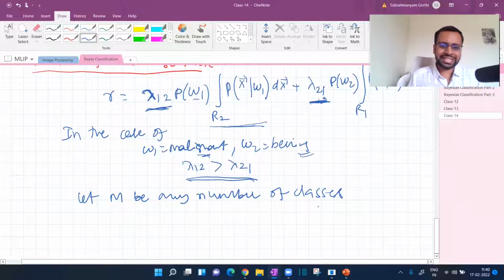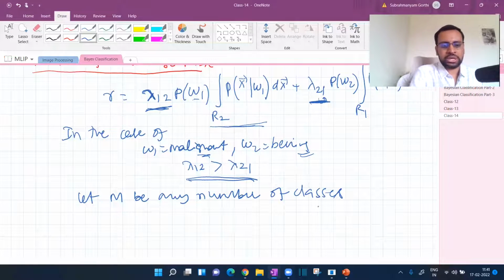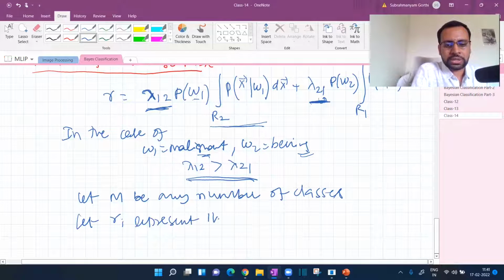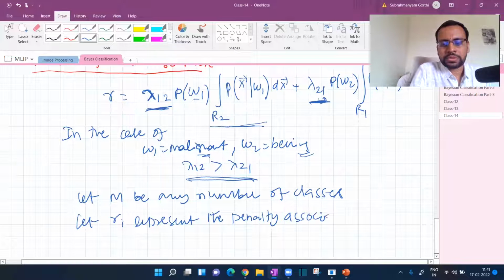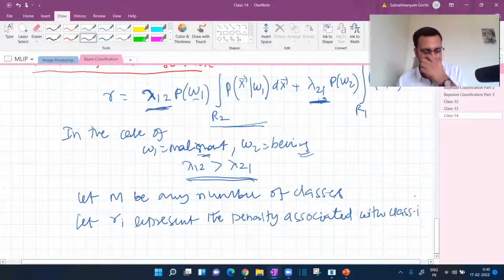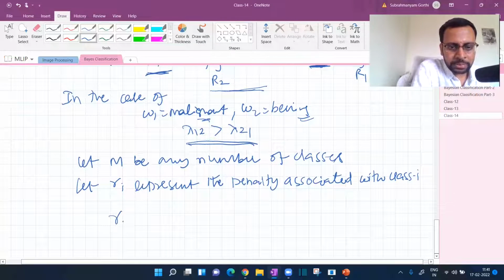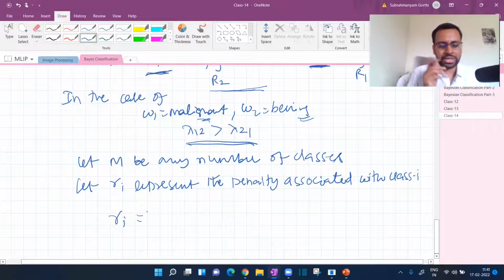Now, the risk or penalty associated: let R subscript I represent the penalty associated with class I. Let us first calculate that. How much would this penalty be? Please work it out along with me, and please do give your full attention here.